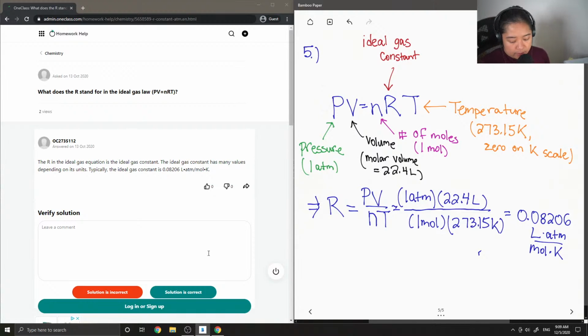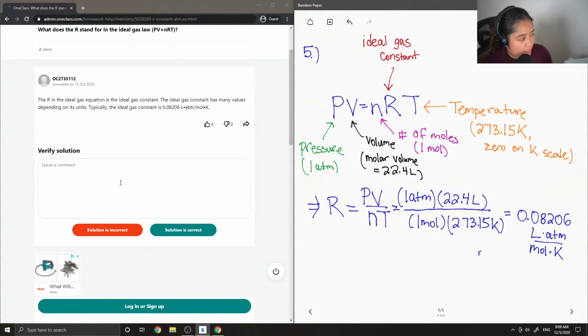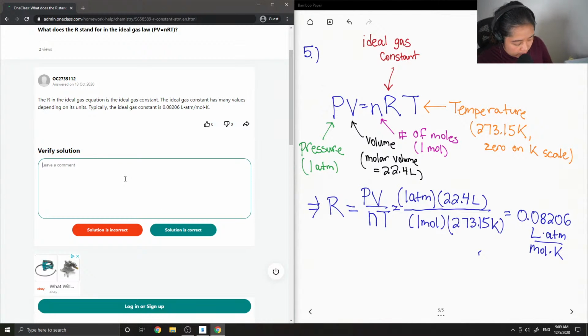Okay, so the junior tutor said the R in the ideal gas equation is the ideal gas constant. The ideal gas constant has many values depending on its units, so that's also a good point. And typically the ideal gas constant is 0.08206 liters times atm divided by mole times Kelvin. Yep, so this solution is correct.